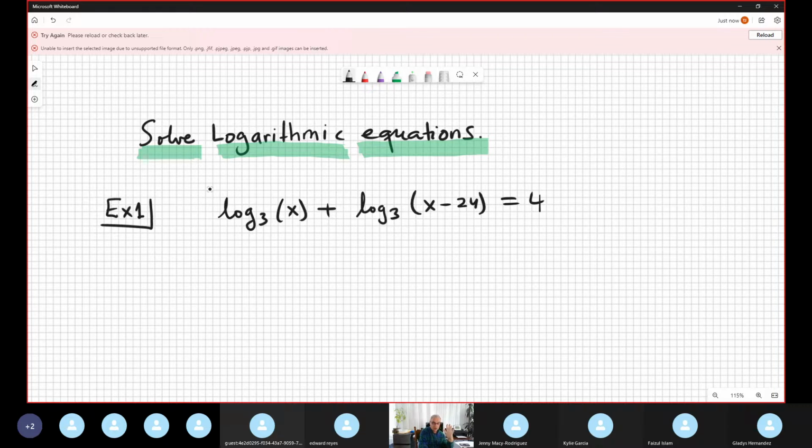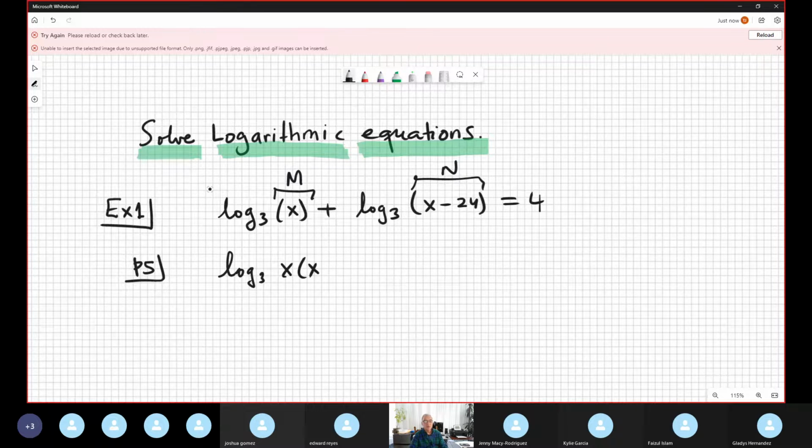Okay, step number 1. If you have 2 logarithms, 3 logarithms, 5 logarithms, 20 logarithms, you condense them into only one. So you apply property number 5 in that case, and you copy only one log base 3 of the multiplication, this times this. So it's x times x minus 24, and everything is inside the argument of the logarithm function. There is a reason I enclose it in parentheses or brackets, either way.